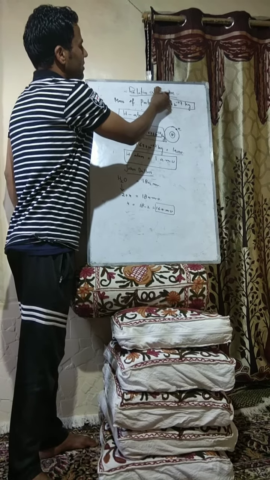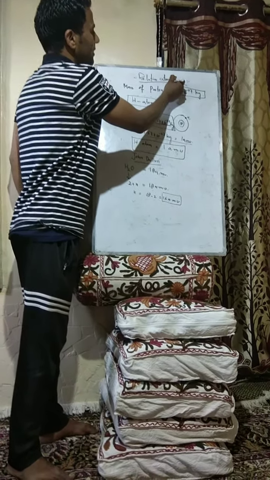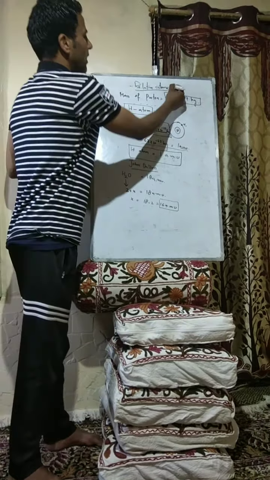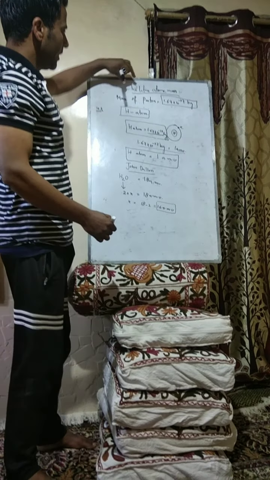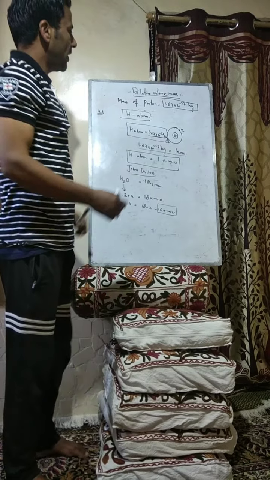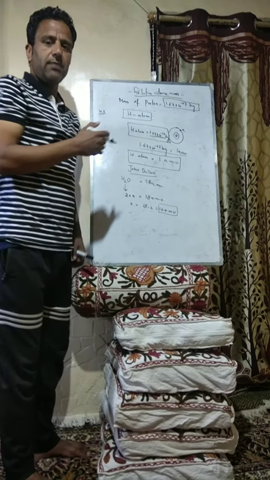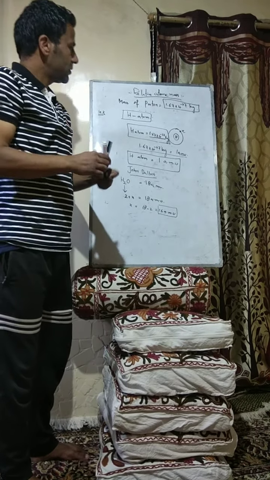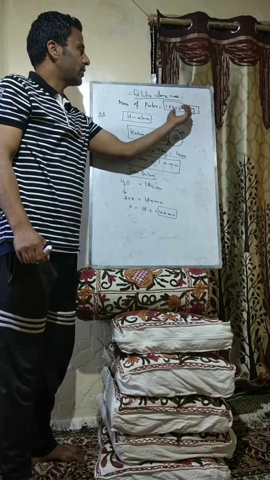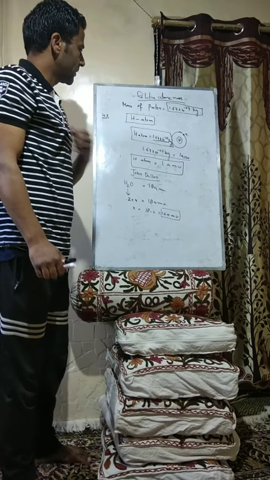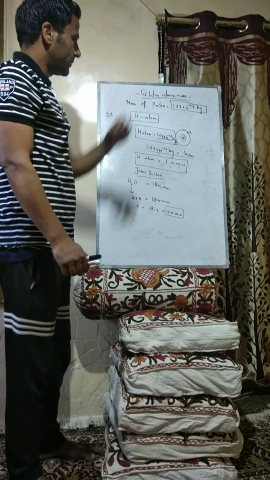We are going to discuss the relative atomic mass. So what is this relative atomic mass? Relative atomic mass is the method in chemistry by which we can calculate the atomic mass of the atoms. Since we know the mass of the proton is 1.67 x 10^-27 kg, so this is the mass of a proton.